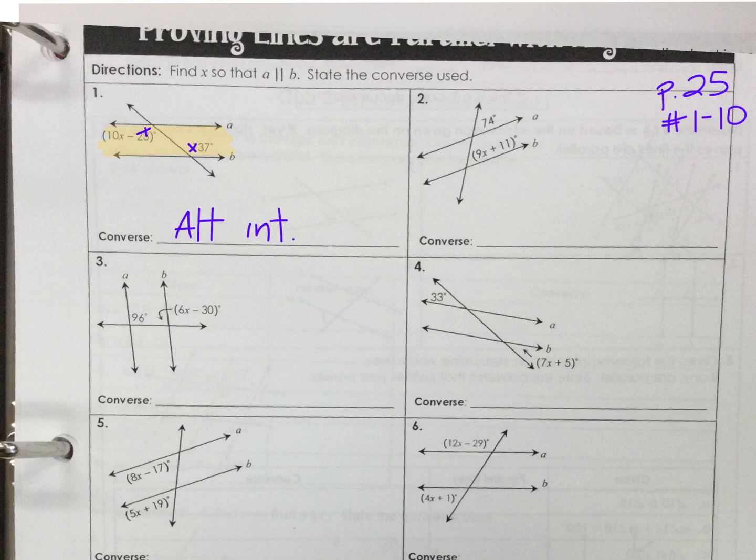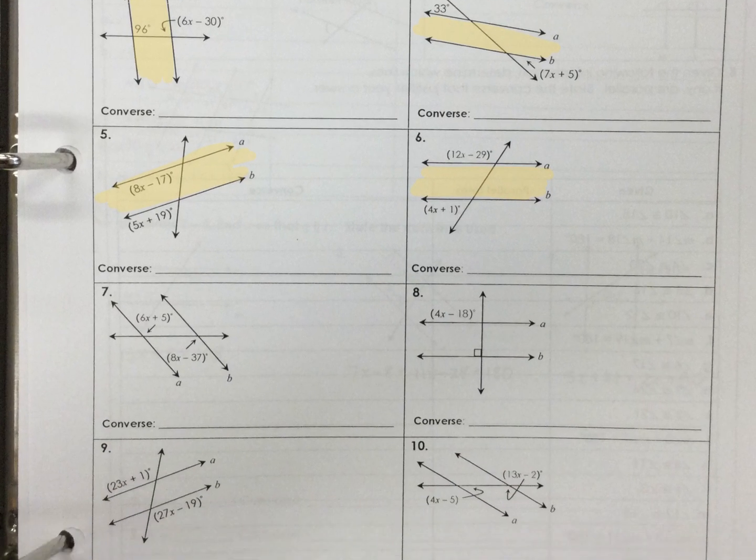So that's all I want you to do. Don't worry about all these ugly numbers and stuff. I just want you to label their relationship for me. Okay? So there's 10 of those. When you're done, turn it in. And that's what you missed. Thank you.